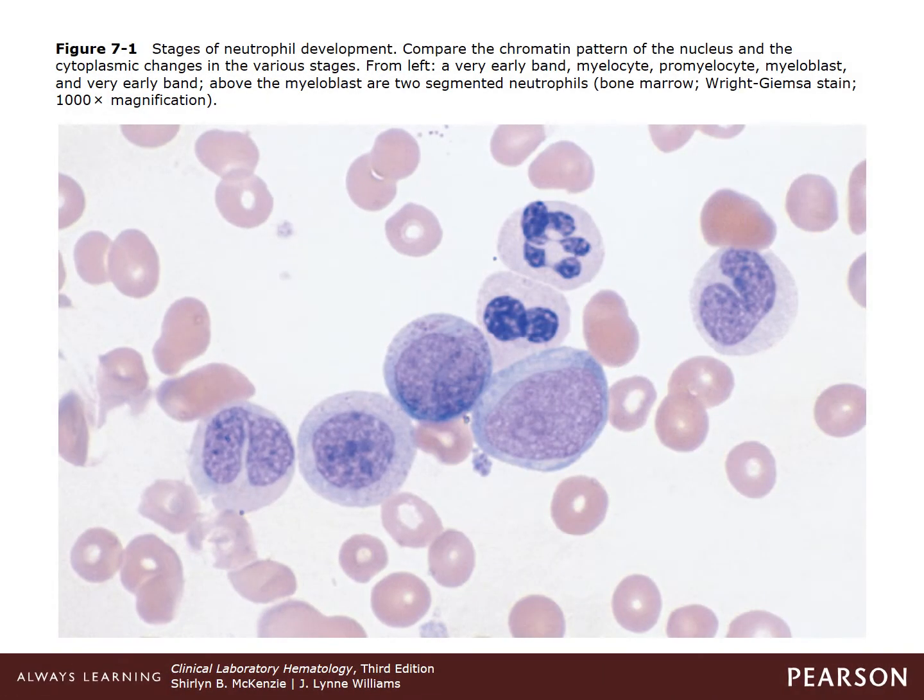Now, here is a very good image to help you identify the neutrophil development. Compare the chromatin pattern of the nucleus and the cytoplasmic changes seen in the various stages. From the very left image, you see an early band, then next to it is a myelocyte, above it is a promyelocyte, then next to it you see the large myeloblast with nuclei within its center. Above it you start to see more bands and a neutrophil.